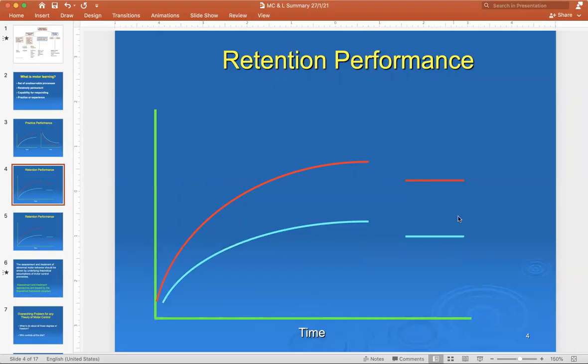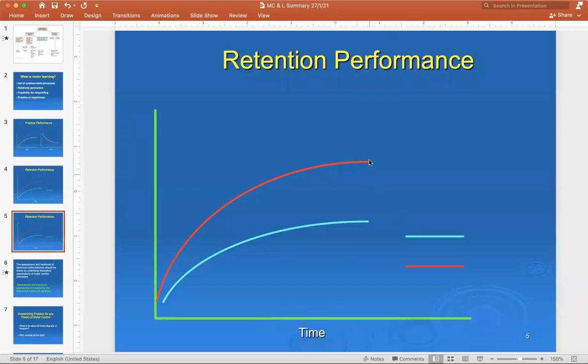And you can see here in the retention test, the red group have learned more, because this is the indication of learning here. This is retention, not practice performance. So this is what we have to look at. You'd hope the red group would do better than the blue group because they were doing better in practice, but that's not always the case.